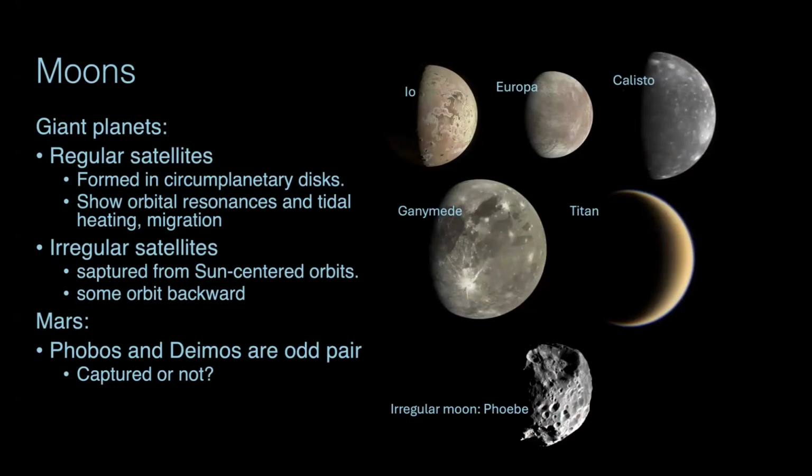We also have all of our moons. The large moons in our solar system are predominantly around the gas giants. These regular satellites formed from circumplanetary disks. They also show orbital resonances, tidal heating, so they get hot from tides over their orbital period, and also migration. We see the moons migrating. Then there's irregular satellites. Those are mostly captured objects, things like the irregular moon Phoebe, which orbits backwards around Saturn. Most likely, this was a captured asteroid.